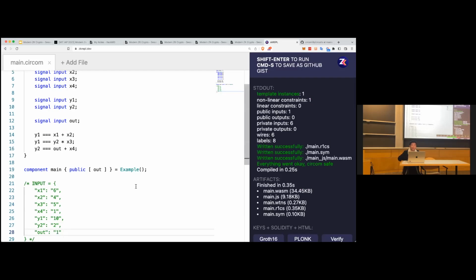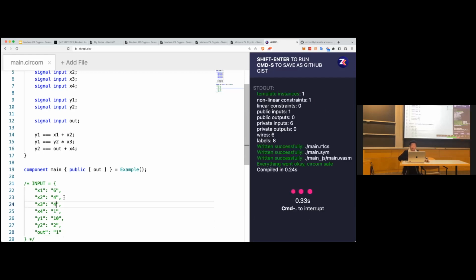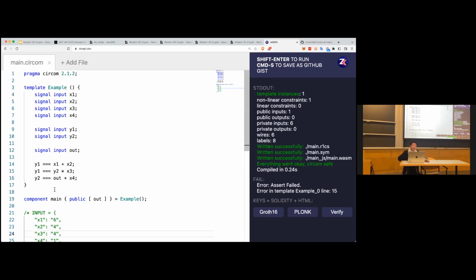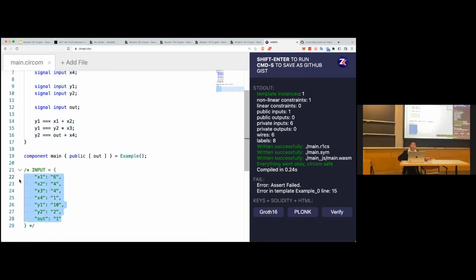Circom's safe. So one thing that we can also do is test what happens when we put in some invalid value. So these are 7 values that don't actually satisfy our equations. I hit Shift-Enter. I get fail, error, assert failed. What that means is there wasn't any issue with compiling this constraint system into a set of zkSNARK artifacts. However, it wasn't able to generate a proof because these values don't actually satisfy the constraints.